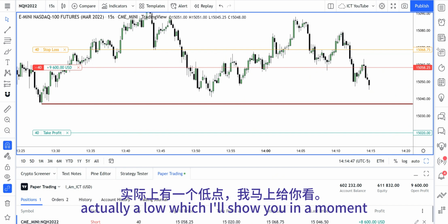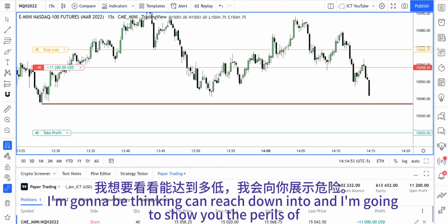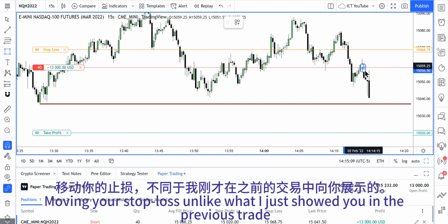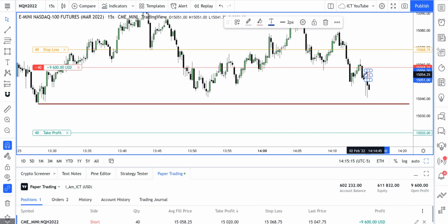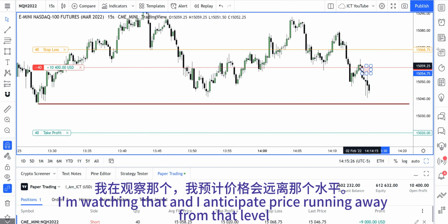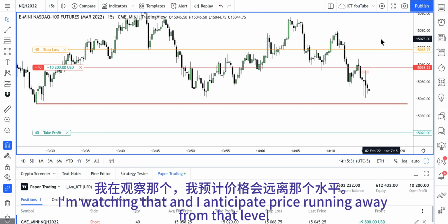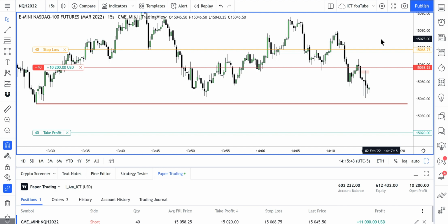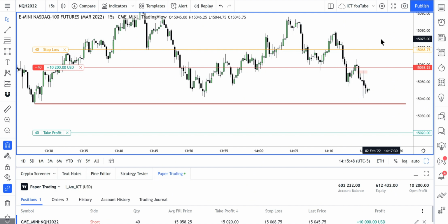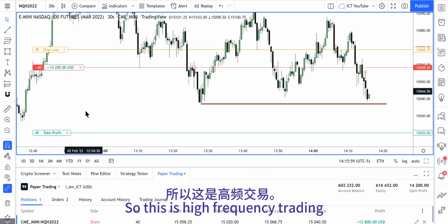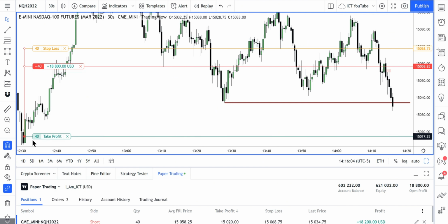There's actually a low, which I'll show you in a moment, that I'm thinking could reach down into. And I'm going to show you the perils of moving your stop loss, unlike what I just showed you in the previous trade. Small little fair value gap, it ran right up into that. I'm watching that, and I anticipate price running away from that level. Now this is a 15-second chart. Every candle is 15-second intervals. So this is high frequency trading.